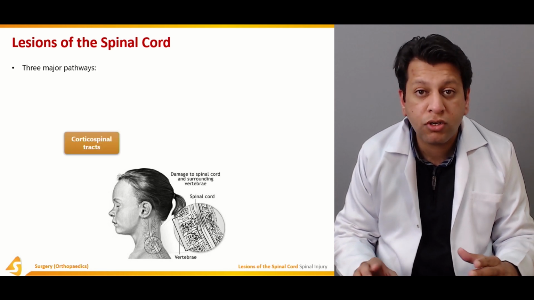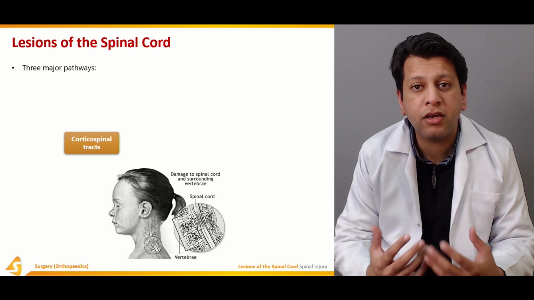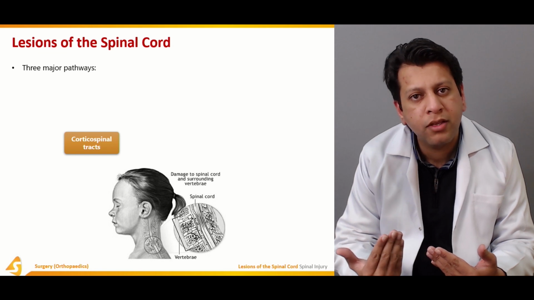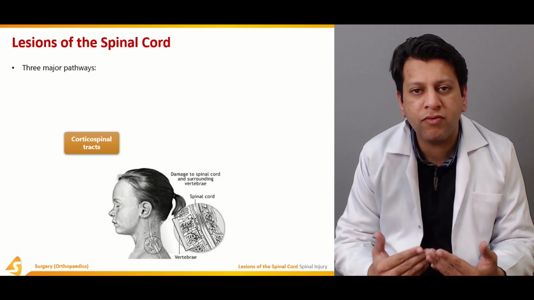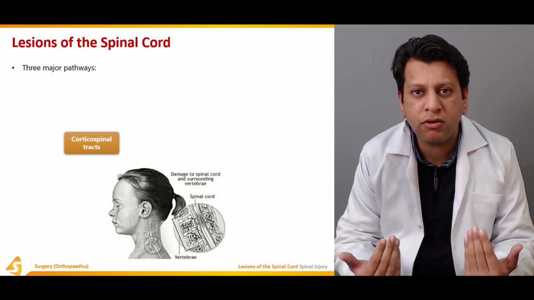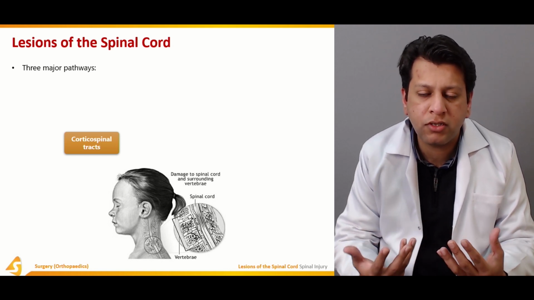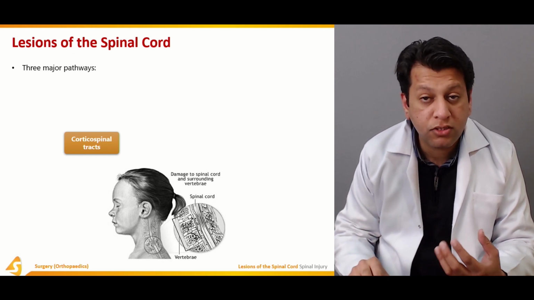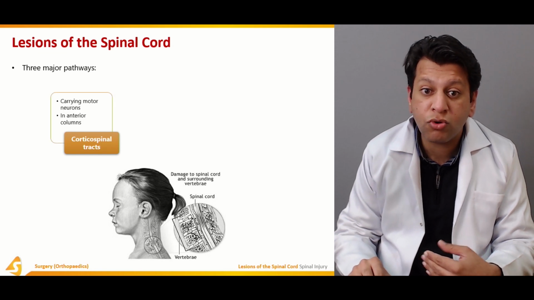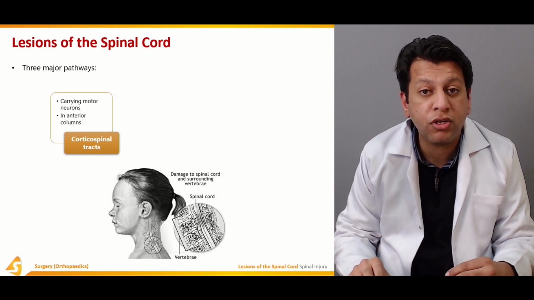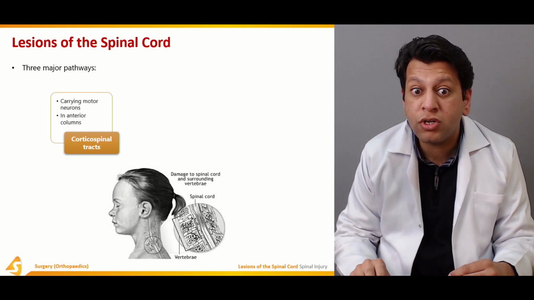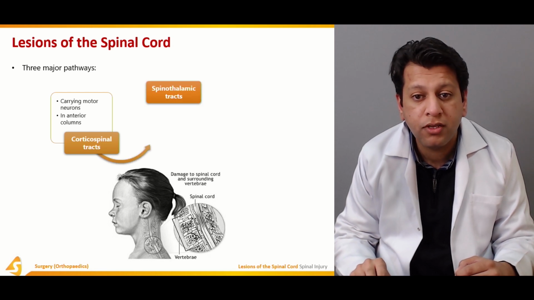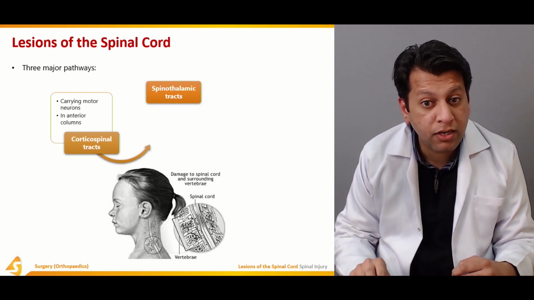These include the corticospinal tract, which is the motor tract, also called the pyramidal tract. This starts right from the motor cortex in the cerebrum and goes all the way back into the spinal cord, where it synapses and then comes out of the spinal cord in the form of motor nerves. It is the main tract controlling the motor function of the body. It lies anteriorly in the spine, so it's also called the anterior corticospinal tract. It carries the motor neurons, as I just told you, and usually lies in the anterior horn or anterior columns of the spinal cord. The next is the spinothalamic tract.